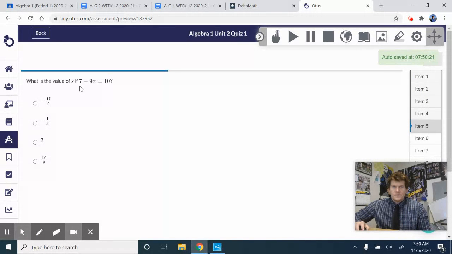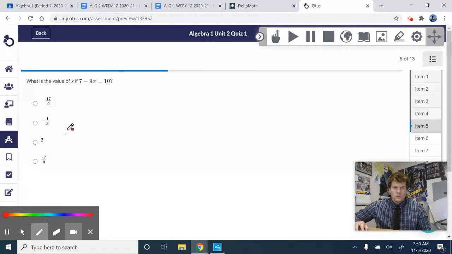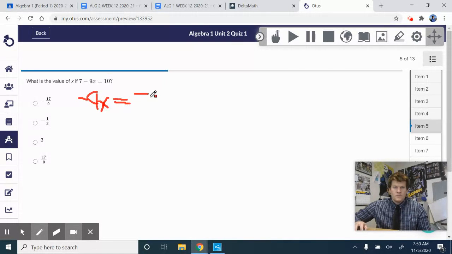Number 5, find the value of x if 7 minus 9x is equal to 10. Okay, I have a positive 7 there, so I want to subtract that 7. 10 minus 7 gets me positive 3. So I have negative 9x equals 3. Then let's divide both sides by that negative 9. I get x equals 3 over negative 9.